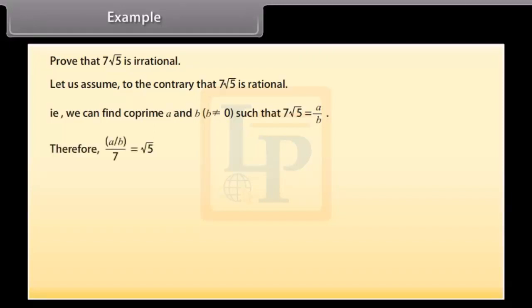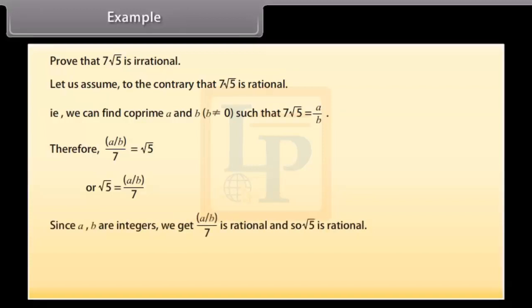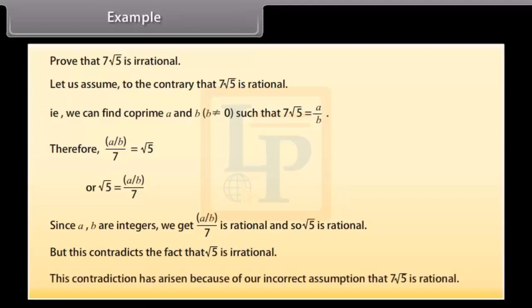Therefore, a upon b upon 7 is equal to square root 5, or square root 5 is equal to a upon 7b. Since a, b are integers, we get a upon 7b is rational, and so square root 5 is rational. But this contradicts the fact that square root 5 is irrational. This contradiction has arisen because of our incorrect assumption that 7 square root 5 is rational.